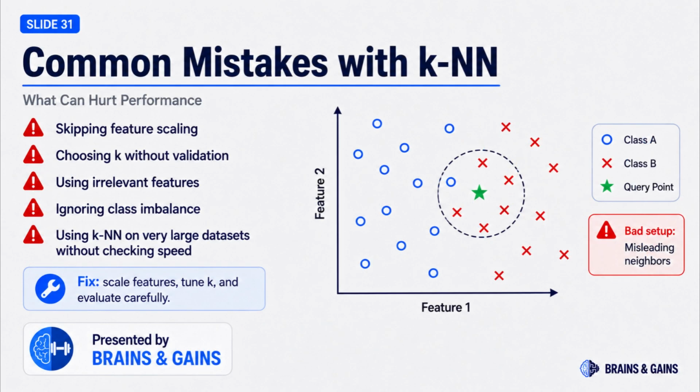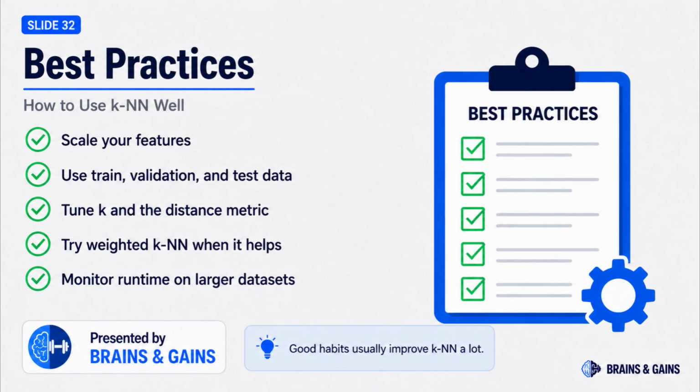Before wrapping up, remember that KNN can perform poorly when it is set up incorrectly. Common mistakes include skipping feature scaling, choosing K without validation, keeping irrelevant features, and ignoring dataset size or class imbalance. A stronger KNN workflow starts by scaling features, separating training and test data, and tuning K with validation. You should also compare distance metrics and consider weighted neighbors when closer observations deserve more influence.